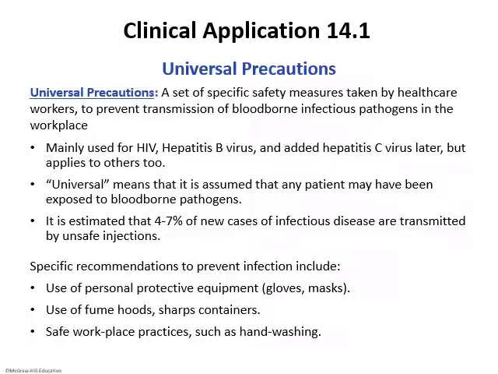Okay, so universal precautions. With the coronavirus, everybody's been talking about personal protective equipment or universal precautions. This is using your PPE, your gloves, your masks, your gown, the use of fume hoods, sharps containers, but it also includes things like safe work practices and hand washing, and that's going to help prevent the spread of infectious disease, whether it's the coronavirus, HIV, hepatitis, whatever the case might be.